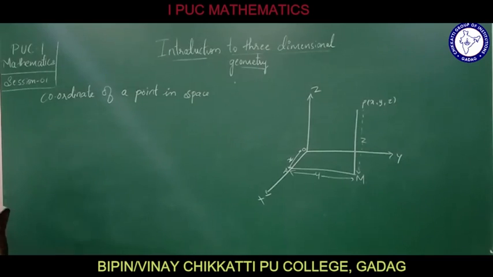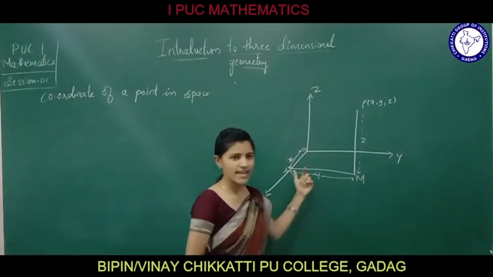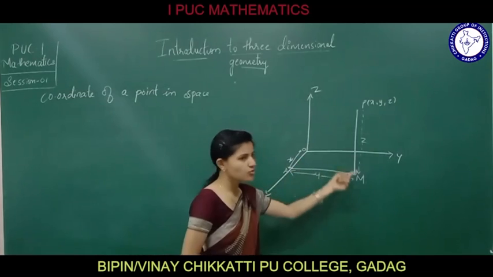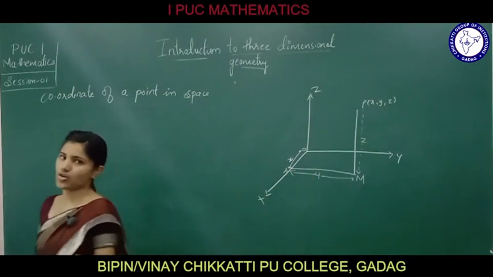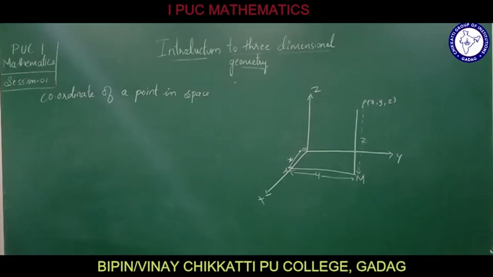Given a fixed point P in space, what have we done actually? We dropped a perpendicular, that is, we have drawn PM perpendicular to the XY plane, with M as the foot of this perpendicular. Then from the point M we draw a perpendicular to the X axis, that is, MA, and we have located X, Y and Z.